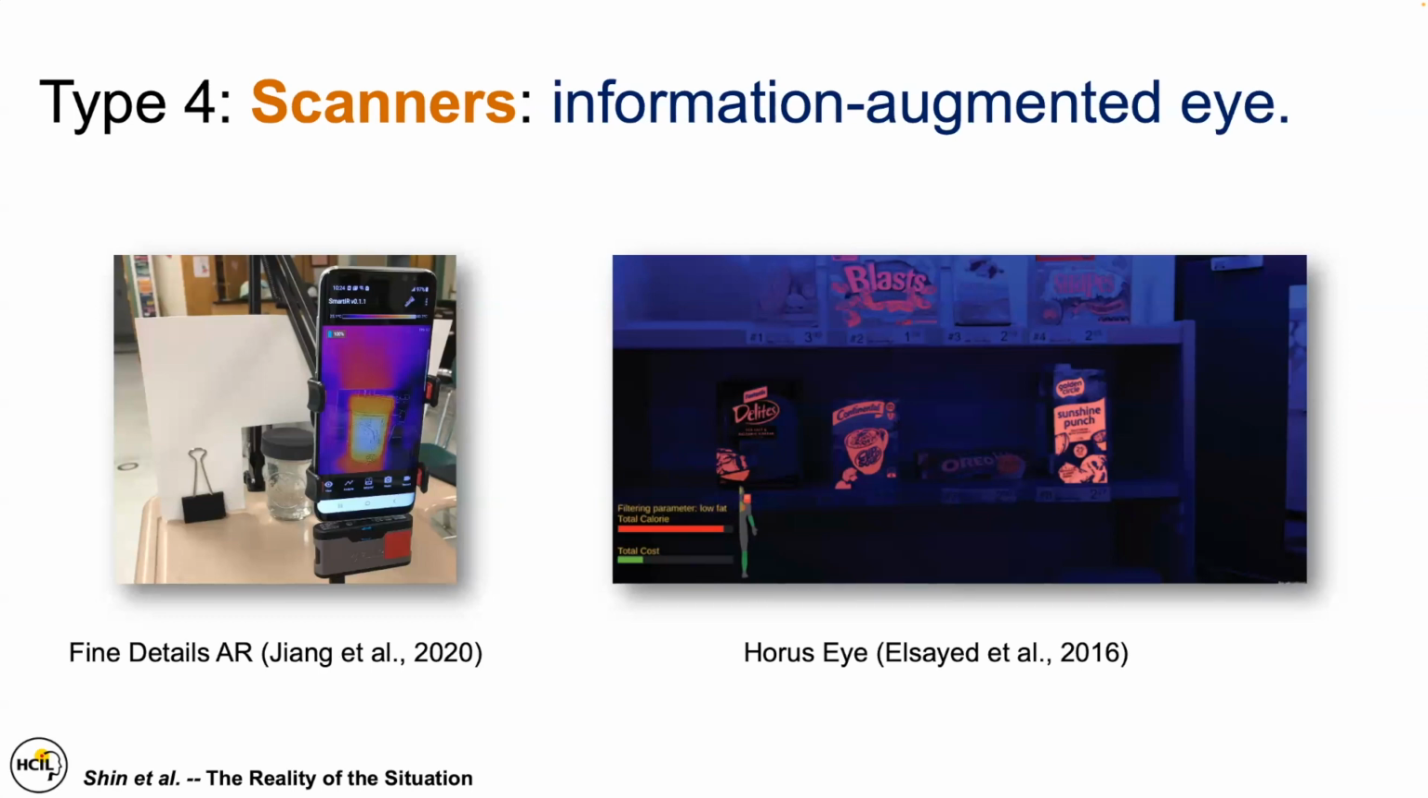Type 4 scanners work as eyes that are augmented by the information provided by the device. Examples of this include a system that shows thermal changes over time, or a system that imitates bird and snake vision to highlight data of interest to the user.